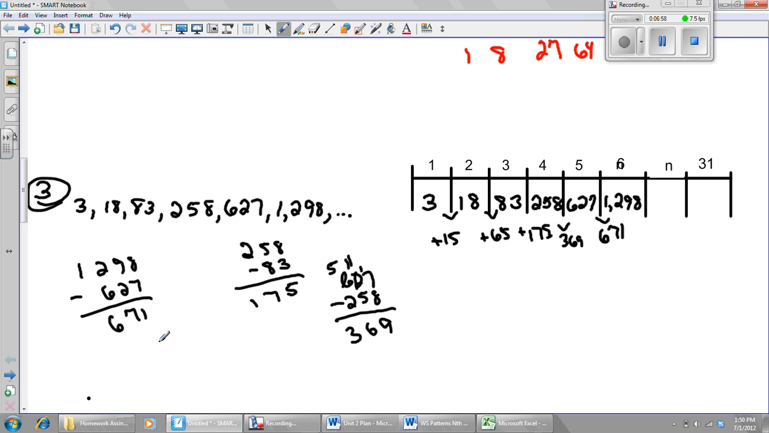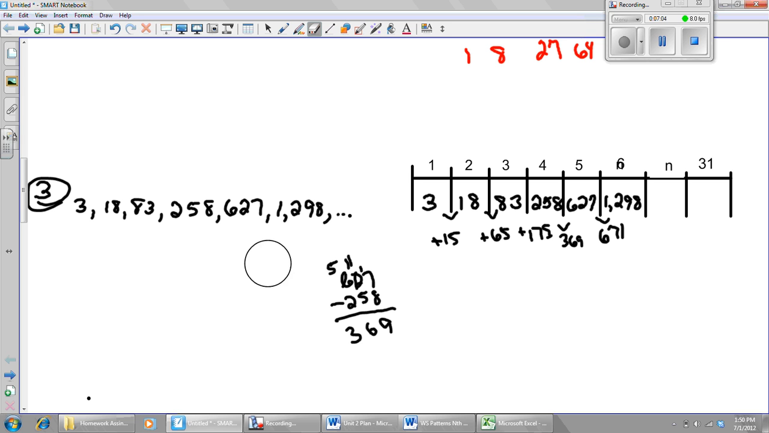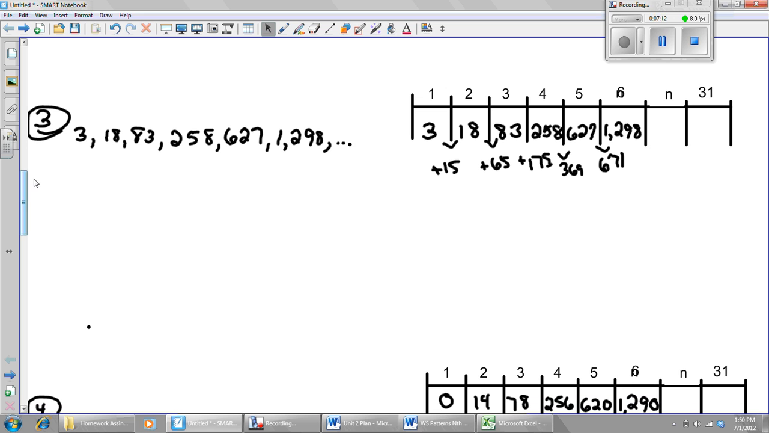Now, by the way, see all this work here that I'm going to erase? I don't ever want you to erase it. I'm only erasing so I can keep it all organized here, and you can always review and see it. But when you're doing this kind of work, that little subtraction work I just did on my paper, I don't want you erasing it.